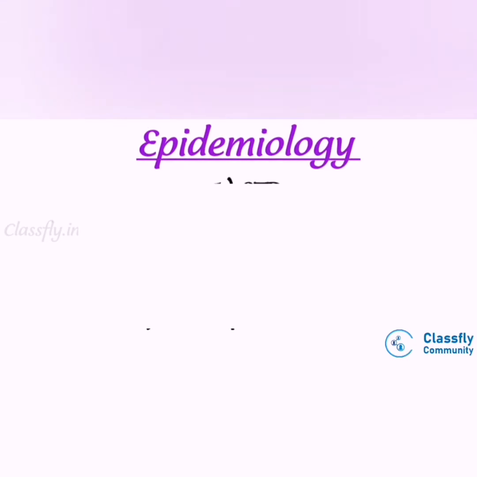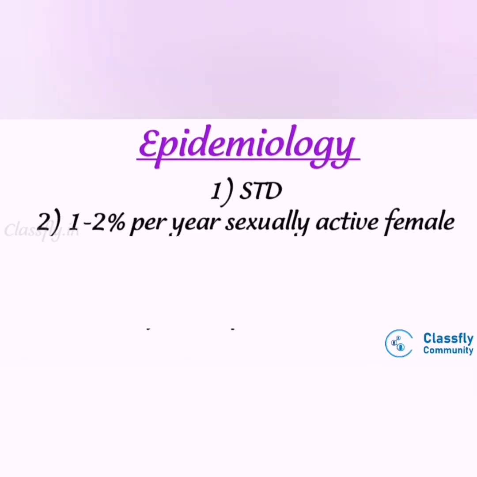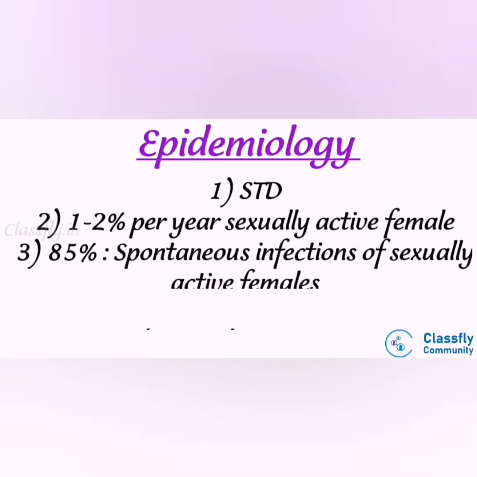It is mainly due to a sexually transmitted disease. It varies from 1 to 2% per year among sexually active females. For 85%, it is mainly spontaneous infection in sexually active females, and 50% follows a procedure, that is endometrial biopsy, insertion of IUD, uterine curettage. Next, move on to risk factors.